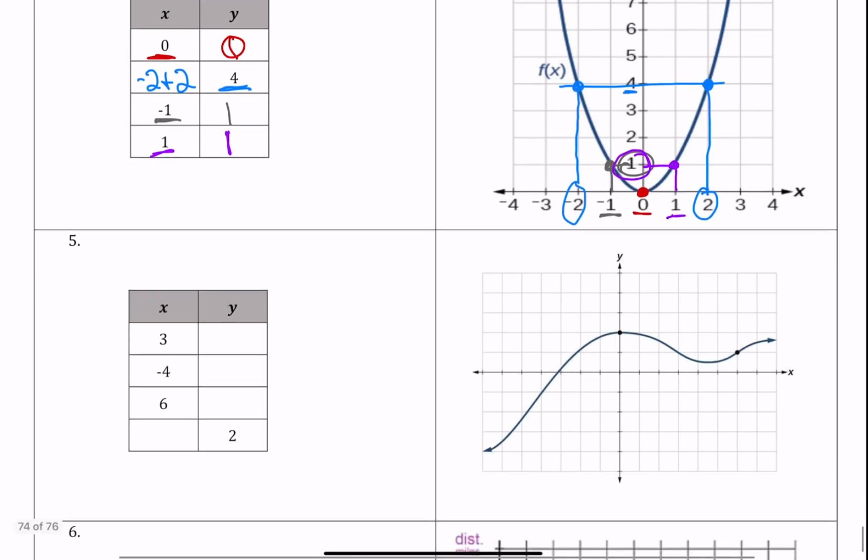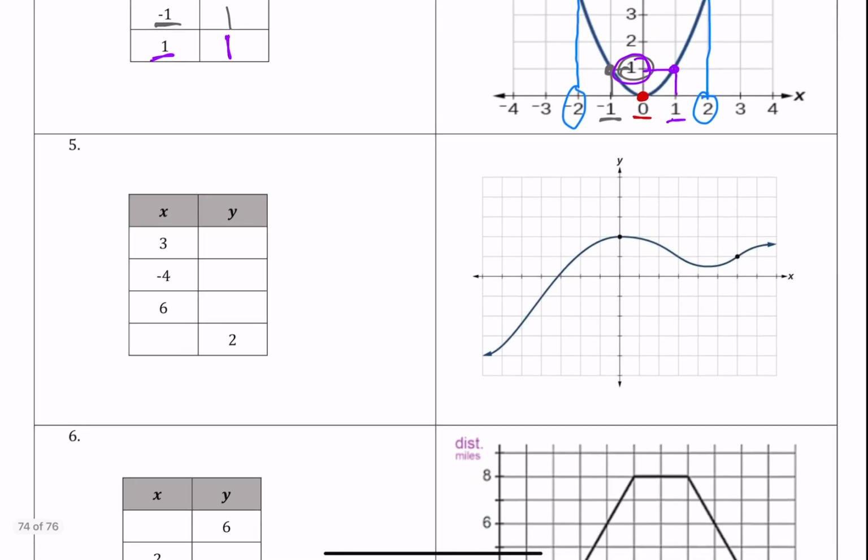All right, let's look at 5. We have an x value of 3. Now there's no numbers here, so you're going to have to count. X value of 3, so 1, 2, 3, there's the 3. Go up to the graph to figure out y, that y value is a 1. Next we got -4. We go backwards to the left, drop down to the graph, and that y value is a -1.